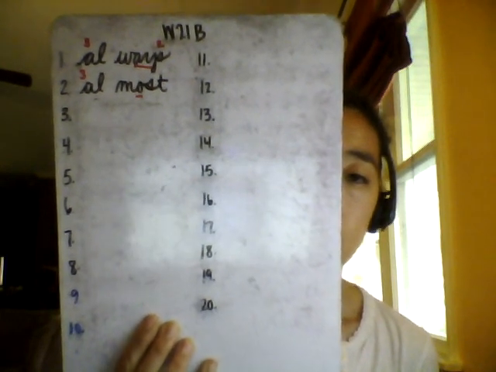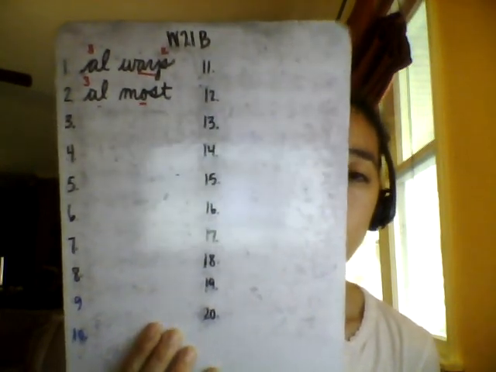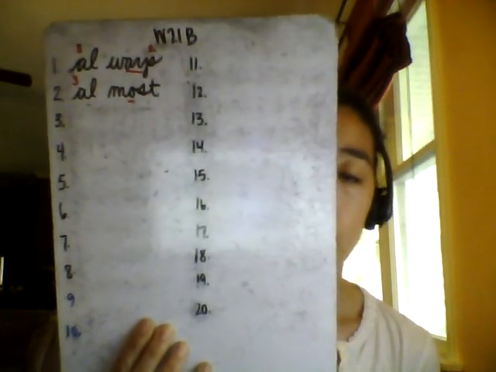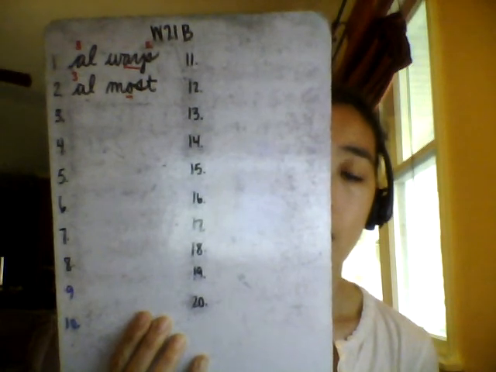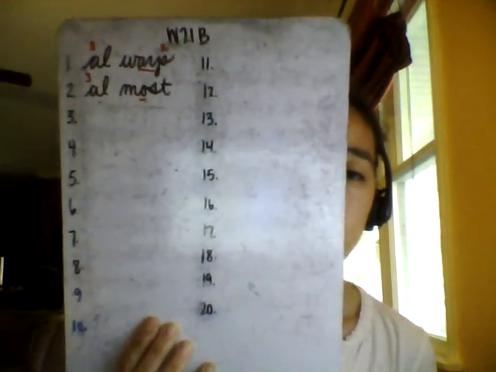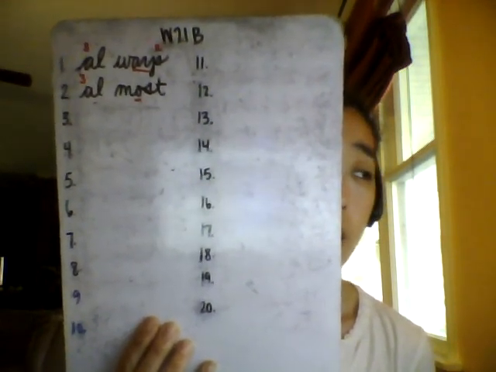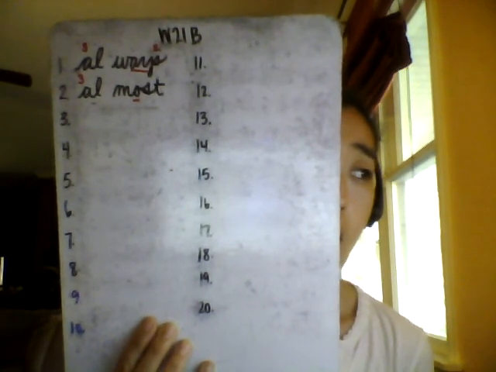A-L-M-O-S-T. Almost. We forgot to spell always out loud, so let's spell that one out loud as well. Always. A-L-W-A-Y-S. Also, please mark that the A's are saying their third sound.